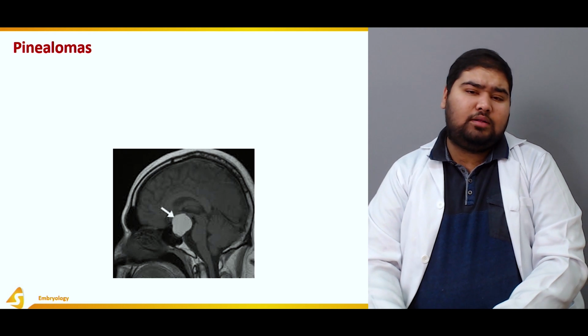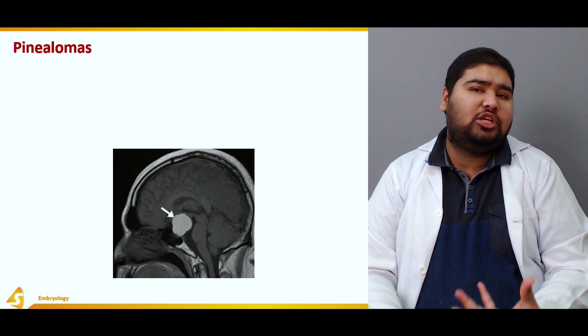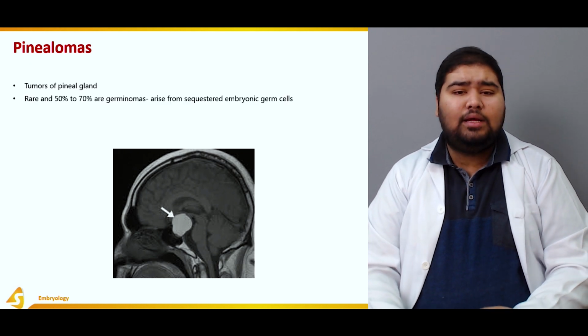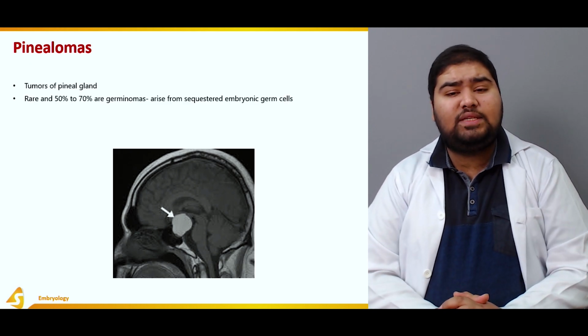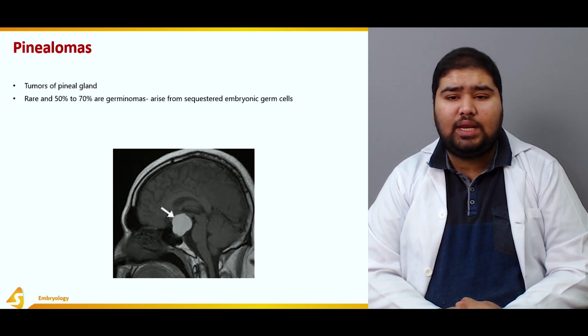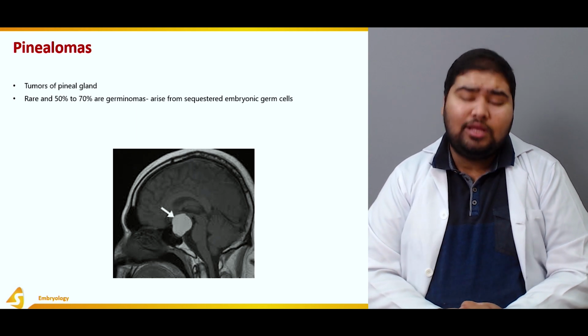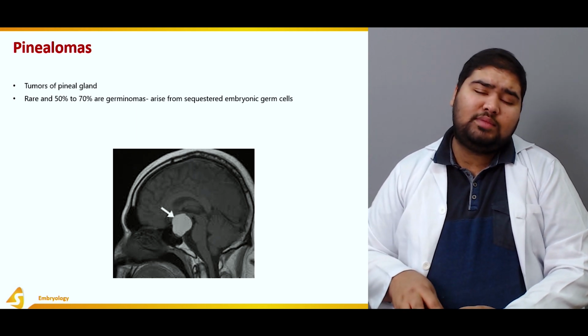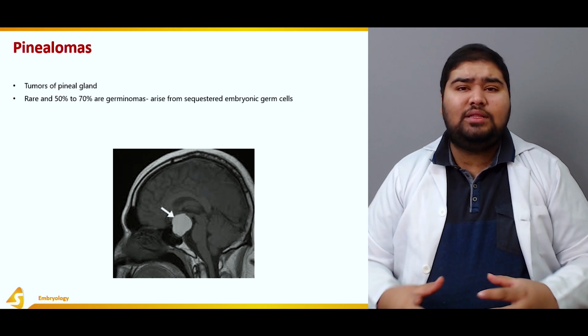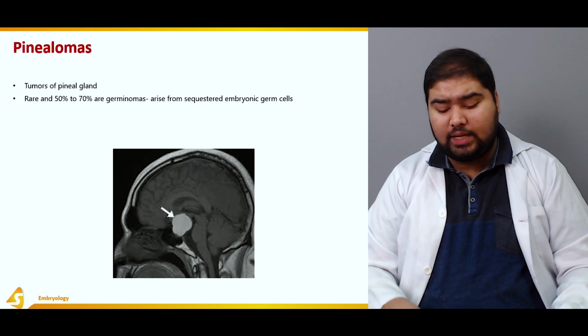So moving on, we can have pinealomas. Pinealomas are actually tumors of the pineal gland. They are rare, and 50 to 70% of them are germinomas. Germinomas meaning they arise from the sequestered embryonic germ cells. So some of the embryonic germ cells are actually trapped in this region, and they may give rise to pinealomas.